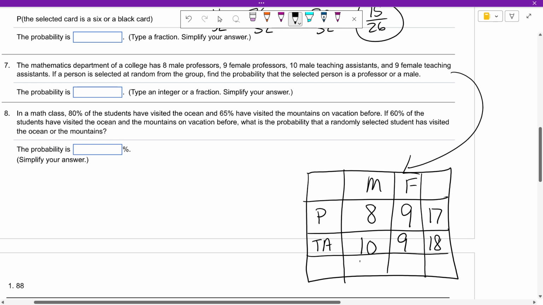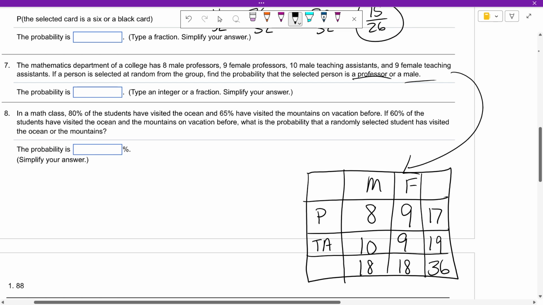So if we go down, 17 and 19, and we've got a problem. 19. Yeah, I can't add. So then there's 36 total people. 36 total people. What's the probability of having either a professor or a male?